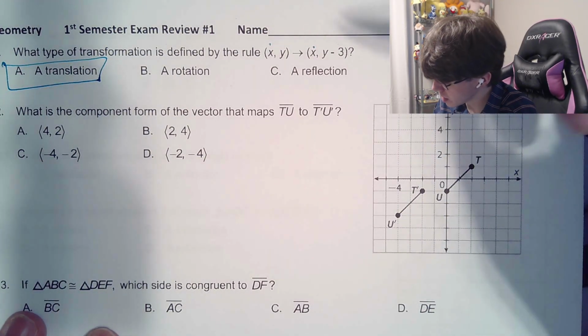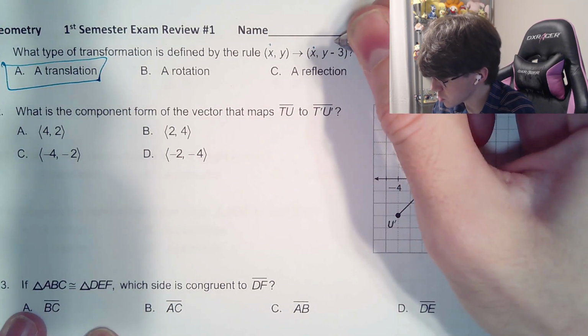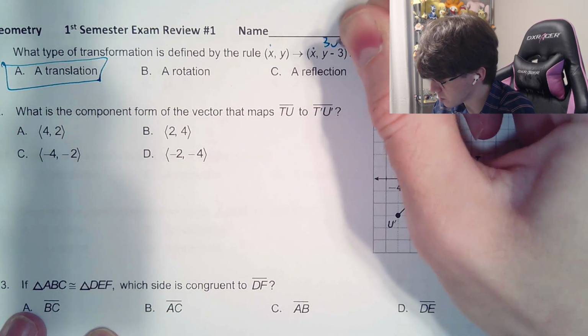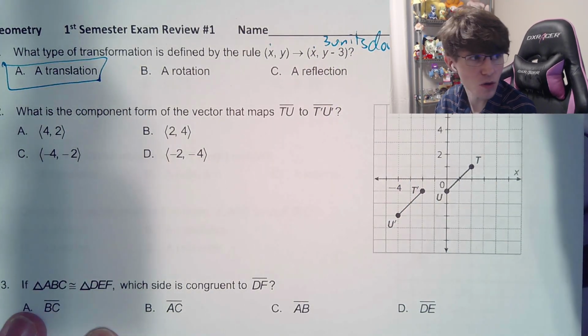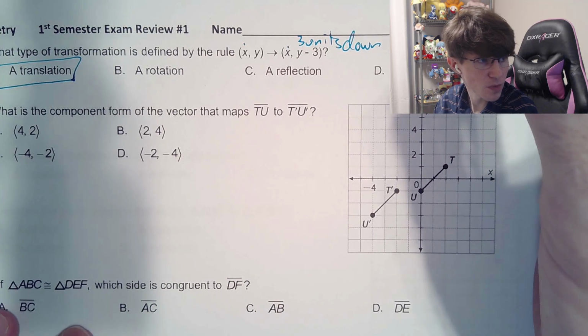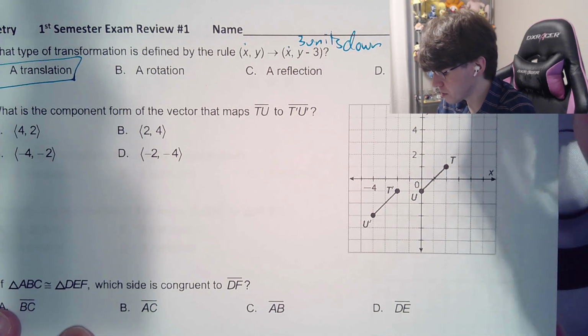All right, so we have that minus 3. This is effectively a translation 3 units down, we would say. And if you are trying to, can you read what I wrote? 3 units down.